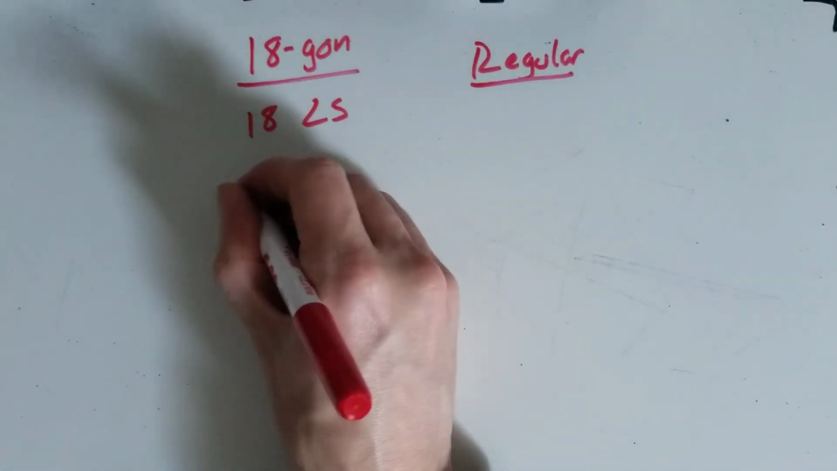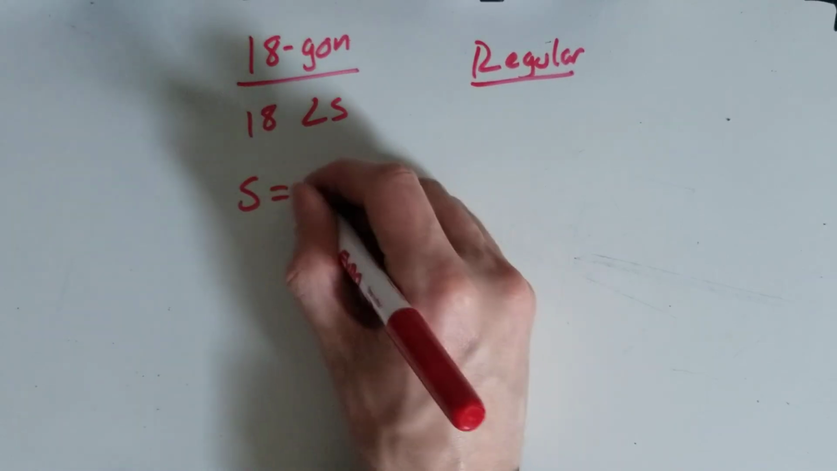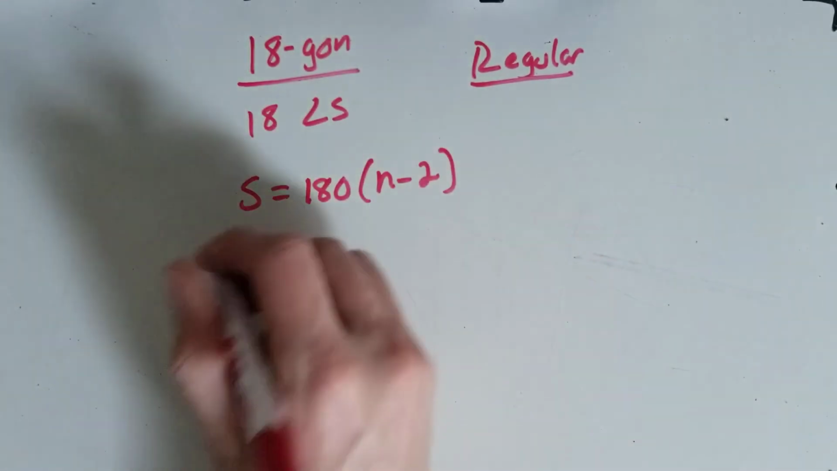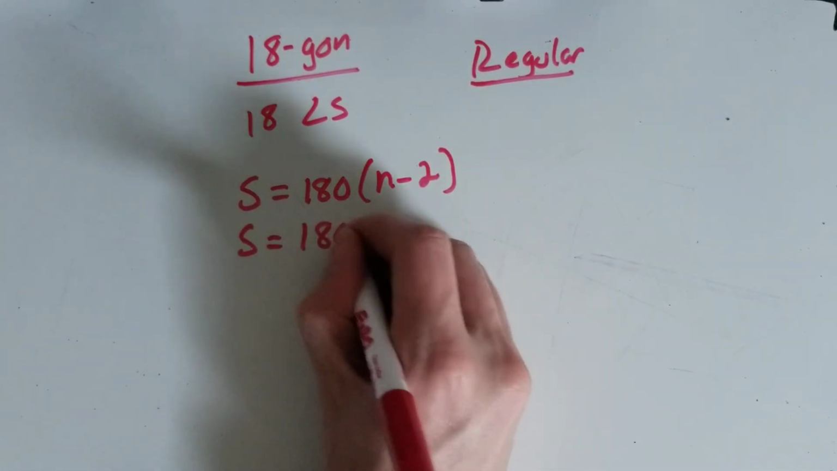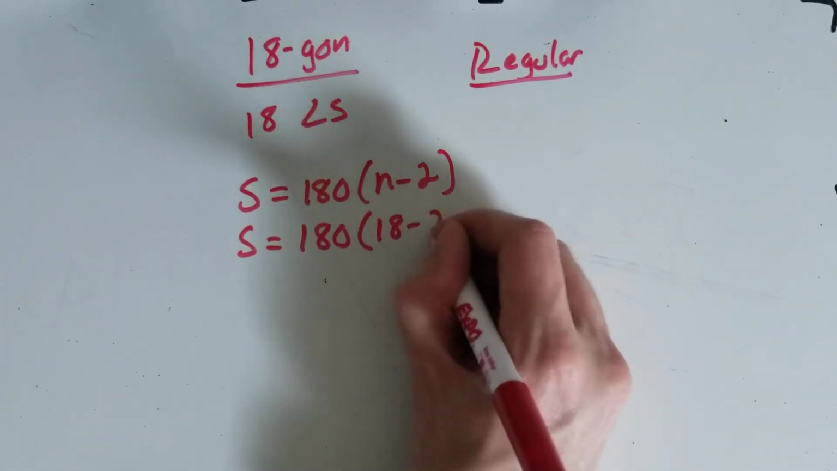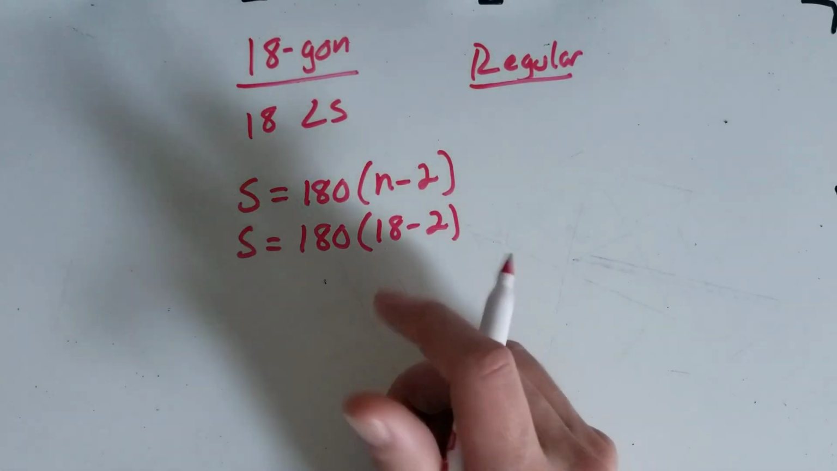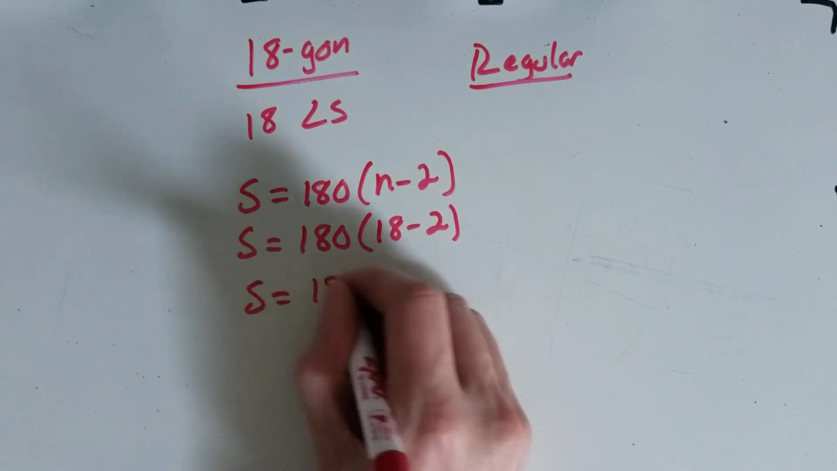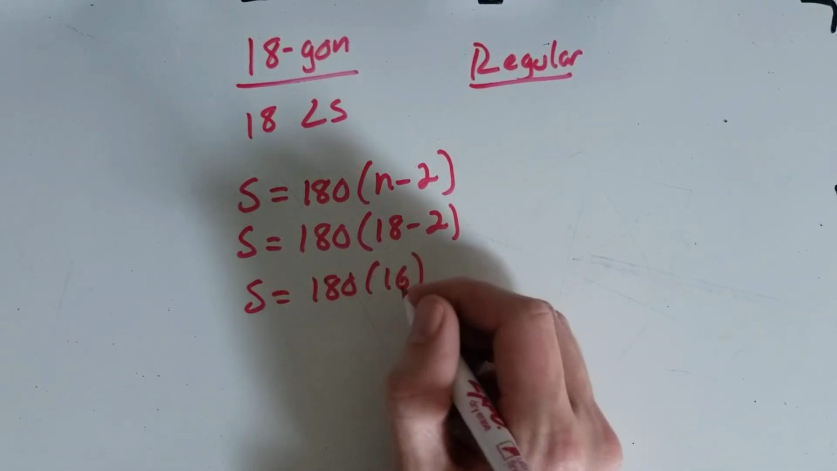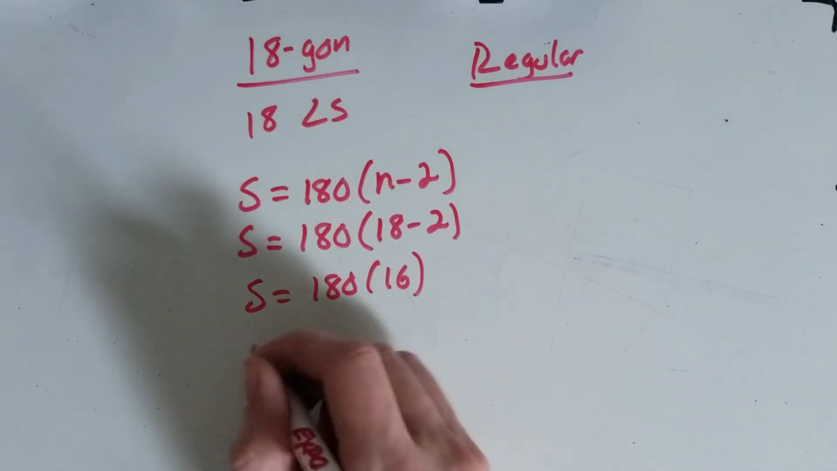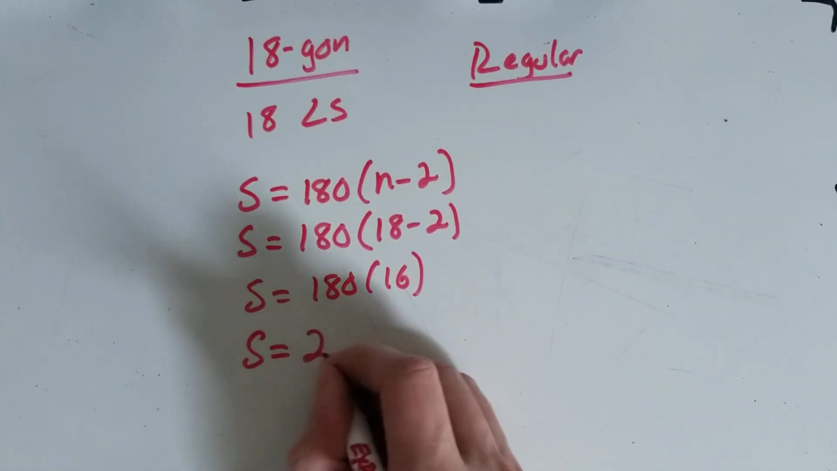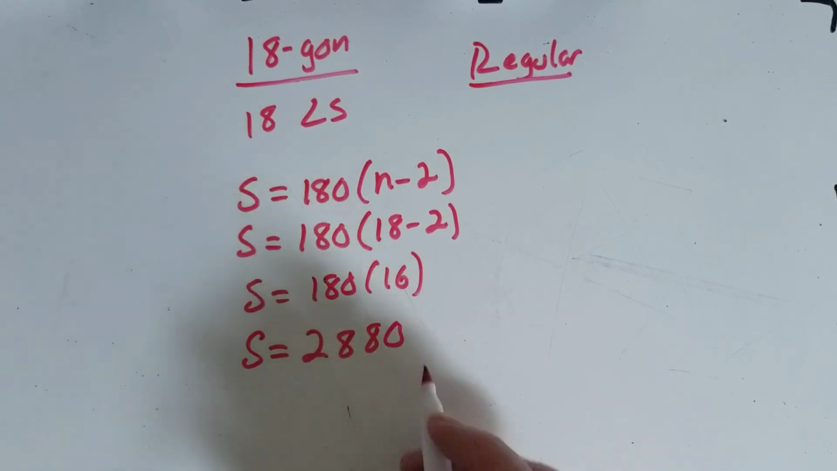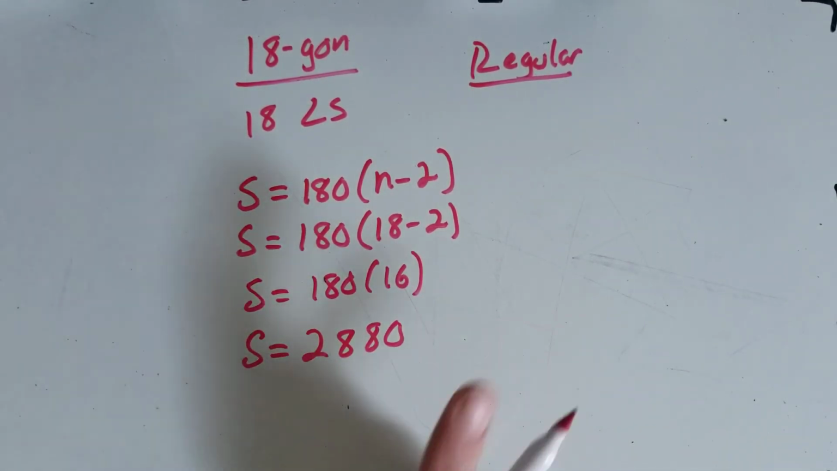Well, let's use that formula that we know. S is equal to 180 times n minus 2. So S is equal to 180 times 18 minus 2. So 180 times 16 is what we're going to end up doing. Do your 18 minus 2. And 180 times 16, we should get the sum of the interior angles is 2,880.